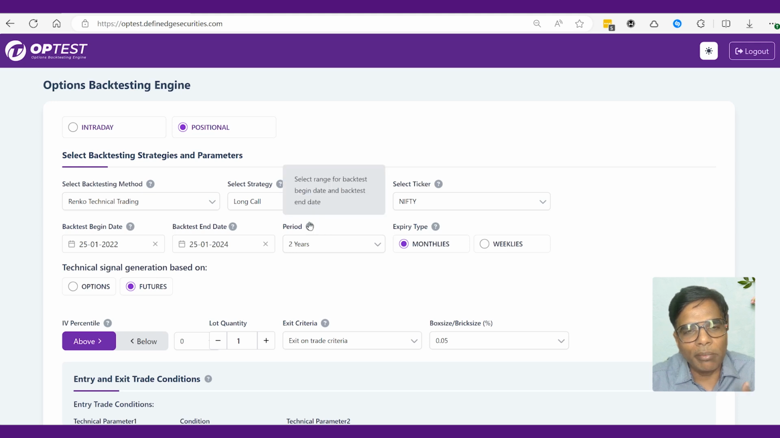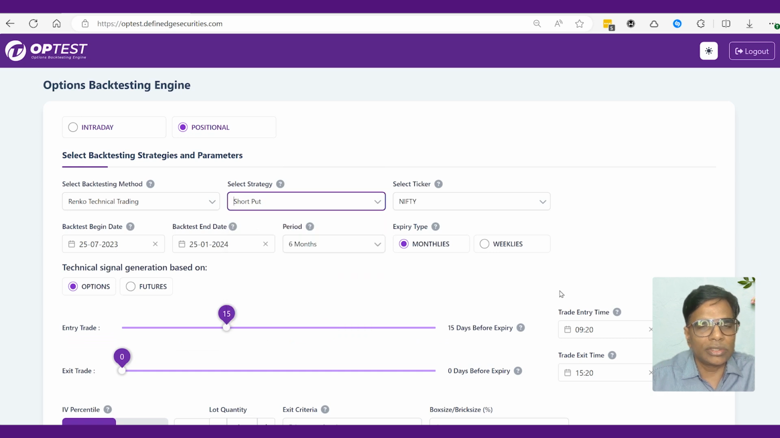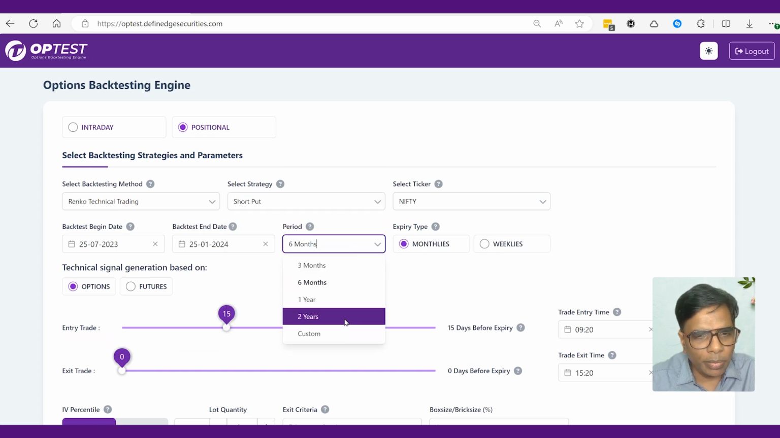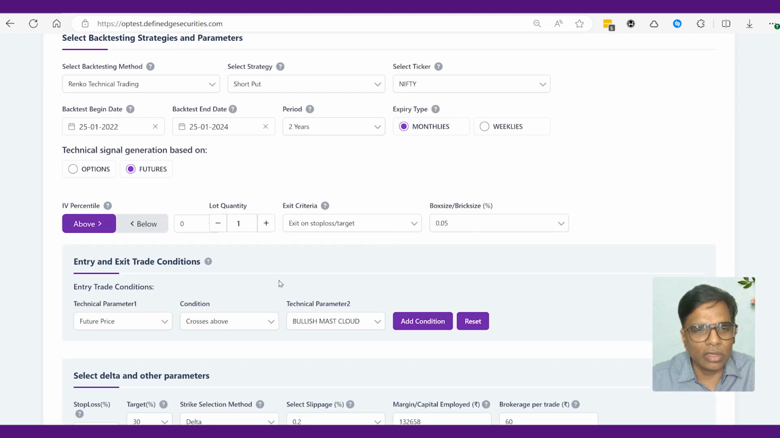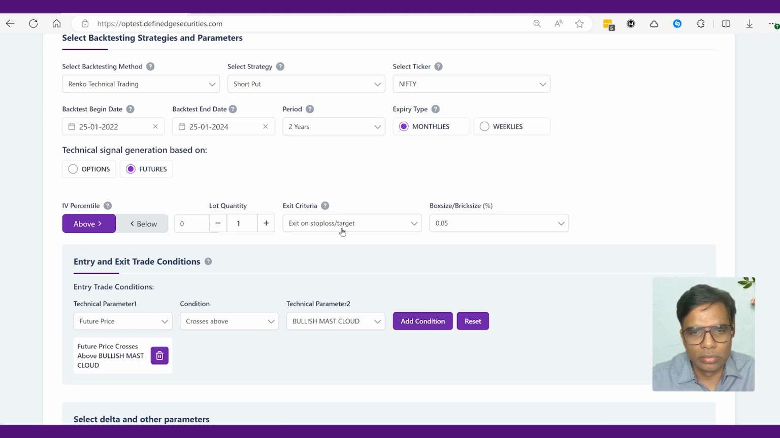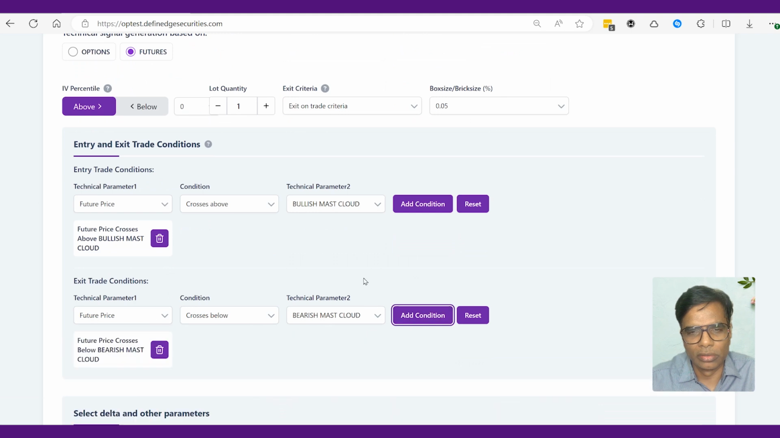Now, can we make it better? Instead of doing a long call, we do a short put, which is also a bullish one, right? So again, we do the same. We keep everything the same, 2 years, technical signal generation based on futures, and then enter when it is above this, and exit when the future price crosses below this, the bearish MAST Cloud.